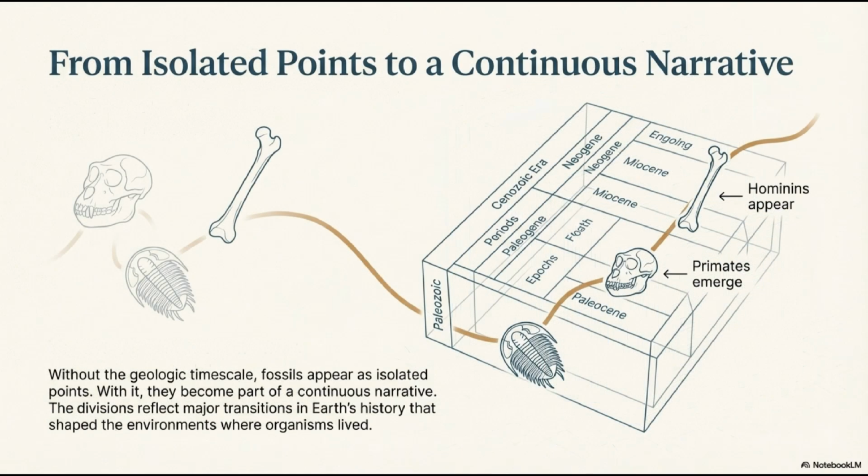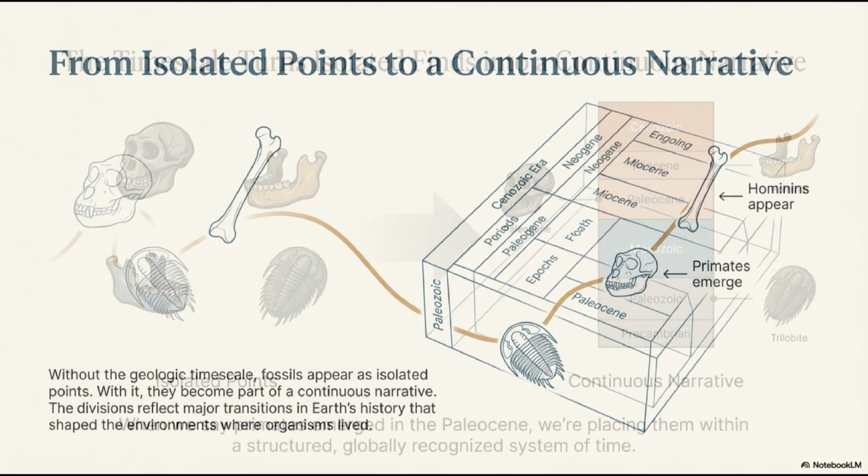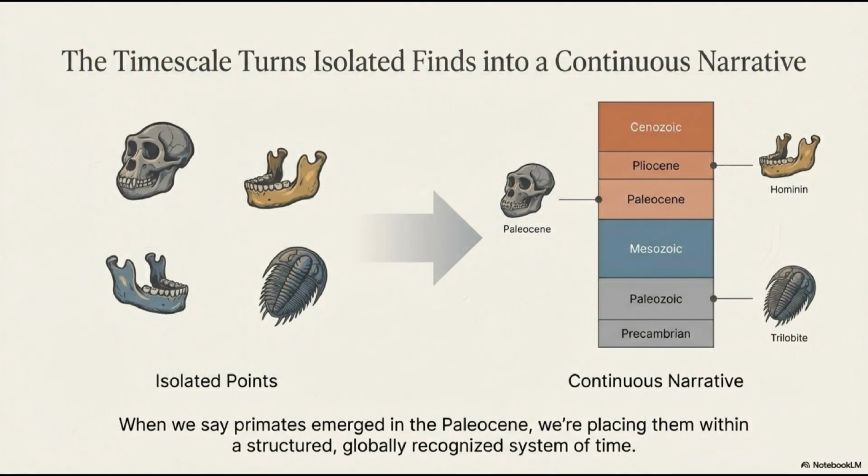Let's look at how this helps us. When we say that primates emerged in the Paleocene or that hominins appear in the late Miocene and early Pliocene, we're placing these evolutionary events within a structured, globally recognized system of time. It's not arbitrary. These divisions reflect major transitions in Earth's history, mass extinctions, shifts in temperature, movements of continents that shaped the environments in which organisms lived. Now, this part is important. Without the geologic timescale, fossils would appear to us as isolated points. With it, they become part of a continuous narrative.